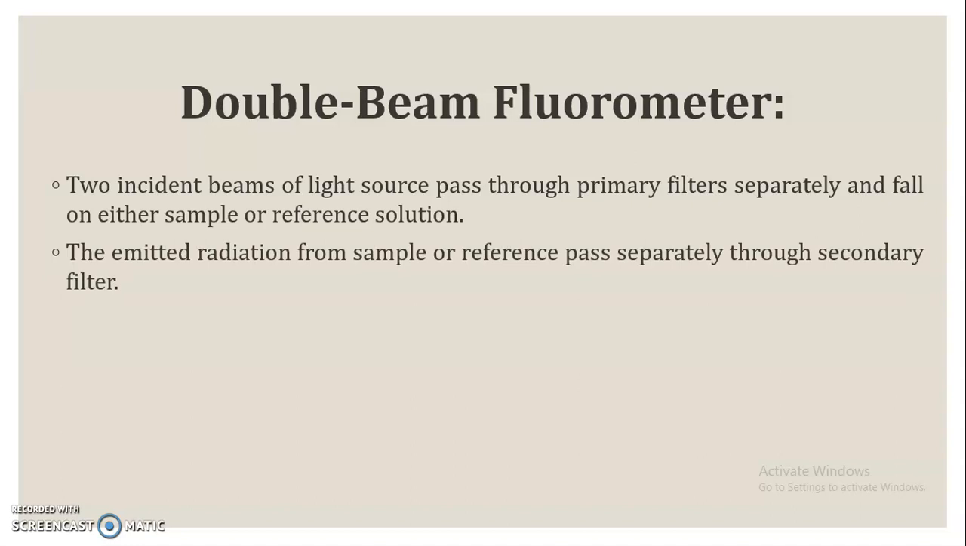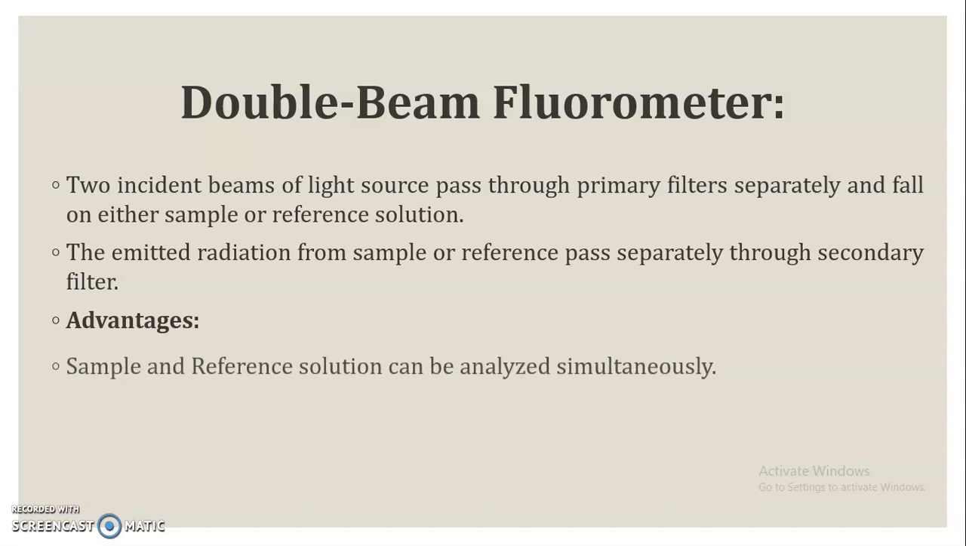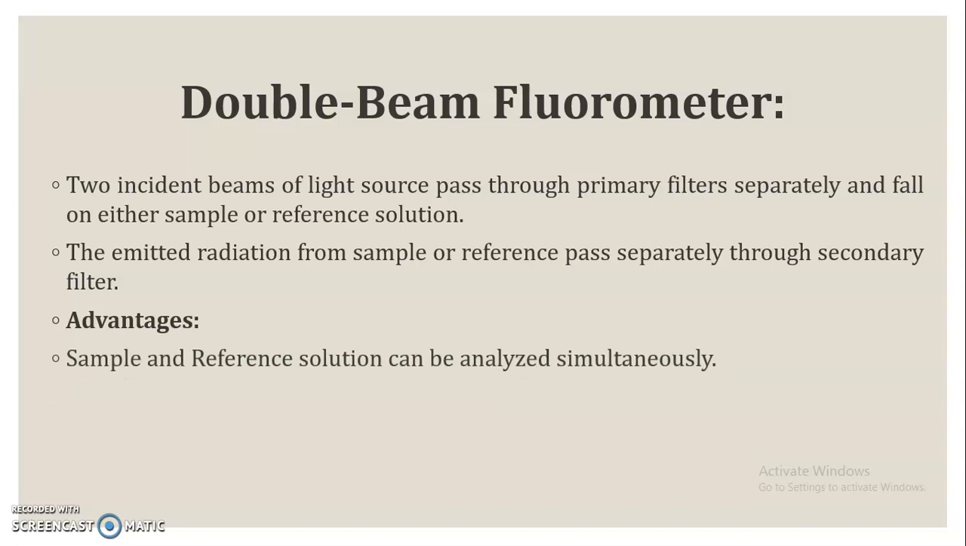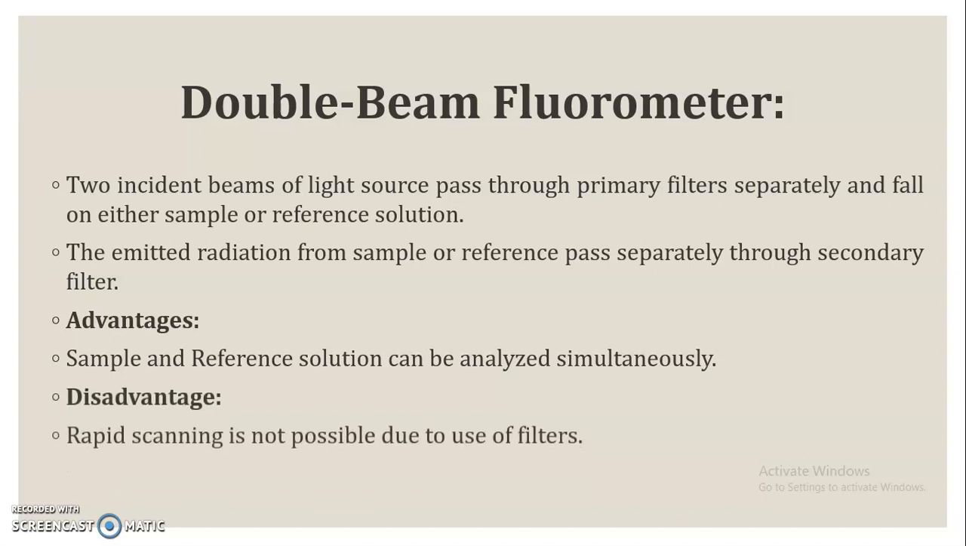The emitted radiation from the sample or reference passes separately through secondary filters also. So, that is why it is very easy to carry out the detection of the light passing through the sample as well as the reference, which goes to the detector. Then what are the advantages of this double beam Fluorimeter? Sample and reference solution can be analyzed simultaneously. Then what is the disadvantage of this double beam Fluorimeter? Rapid scanning is not possible due to the use of filters.